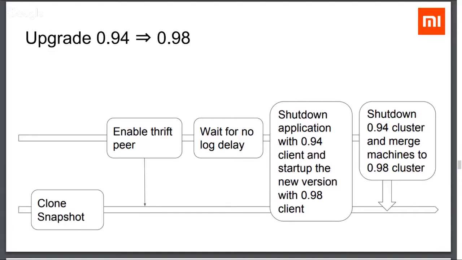And now we can restart the application from the old client to the new client. The downtime of the application is only several seconds to restart all application instances. And after all of this, we can shut down the old cluster and merge the machines into the 0.98 cluster. And after we upgrade to 0.98, we may upgrade to 1.4 directly, because we have many features in our own branch, and they are only committed to 1.4 or higher versions. So we will upgrade to 1.4.